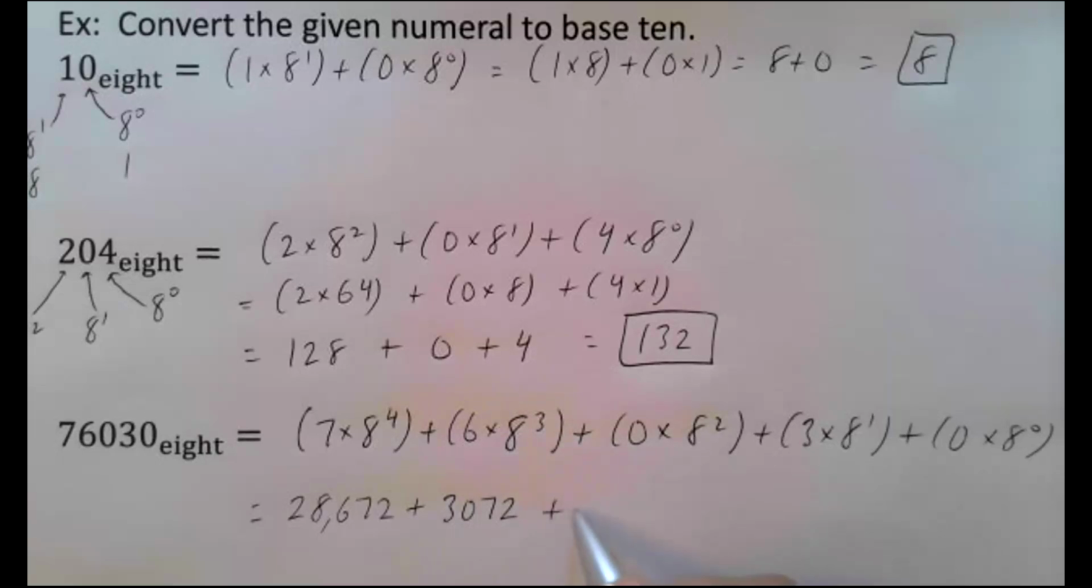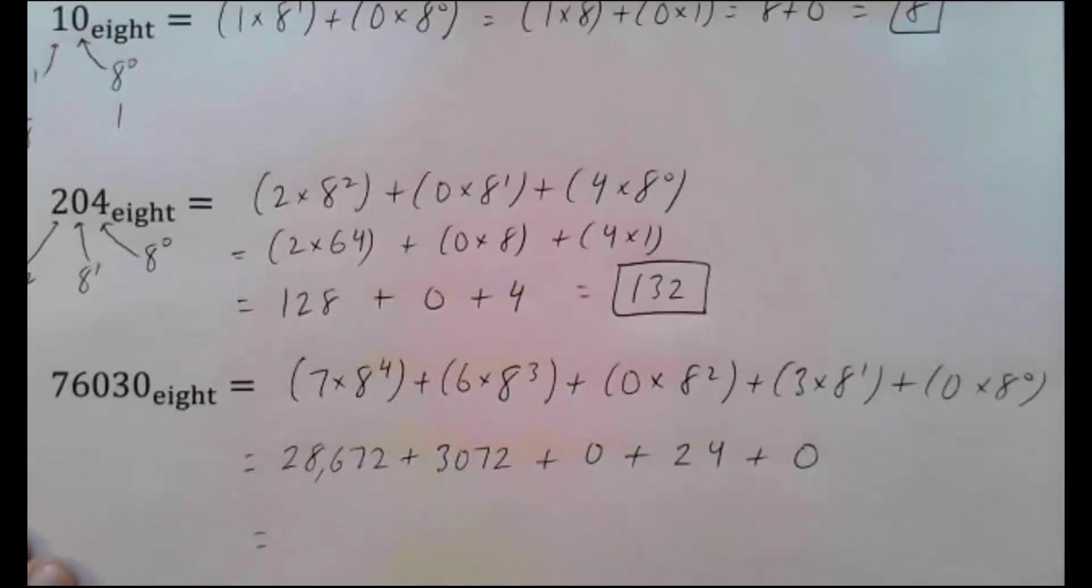Okay. This is, of course, going to be 0. This is simply 3 times 8. And then this is 0 times 1. The total is 31,768.